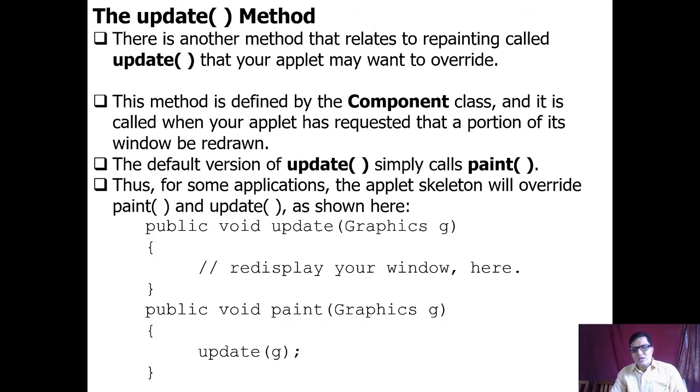And the next method is the update method. This is also a very important question. It has been asked as a 2 marks as well as a 4 marks question, so you have to give more attention to this. Next one is the update method. There is another method related to repainting called update, that your applet may want to override. So if you are using this update method, whatever content is being displayed will be overridden.